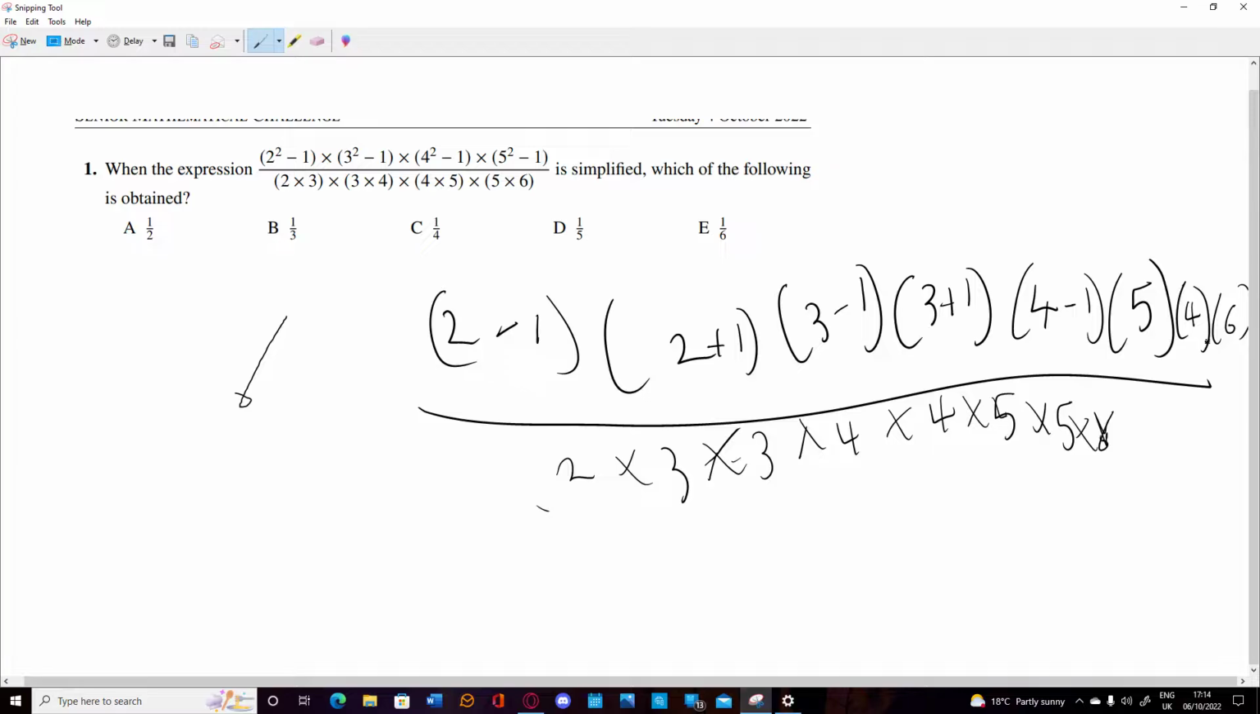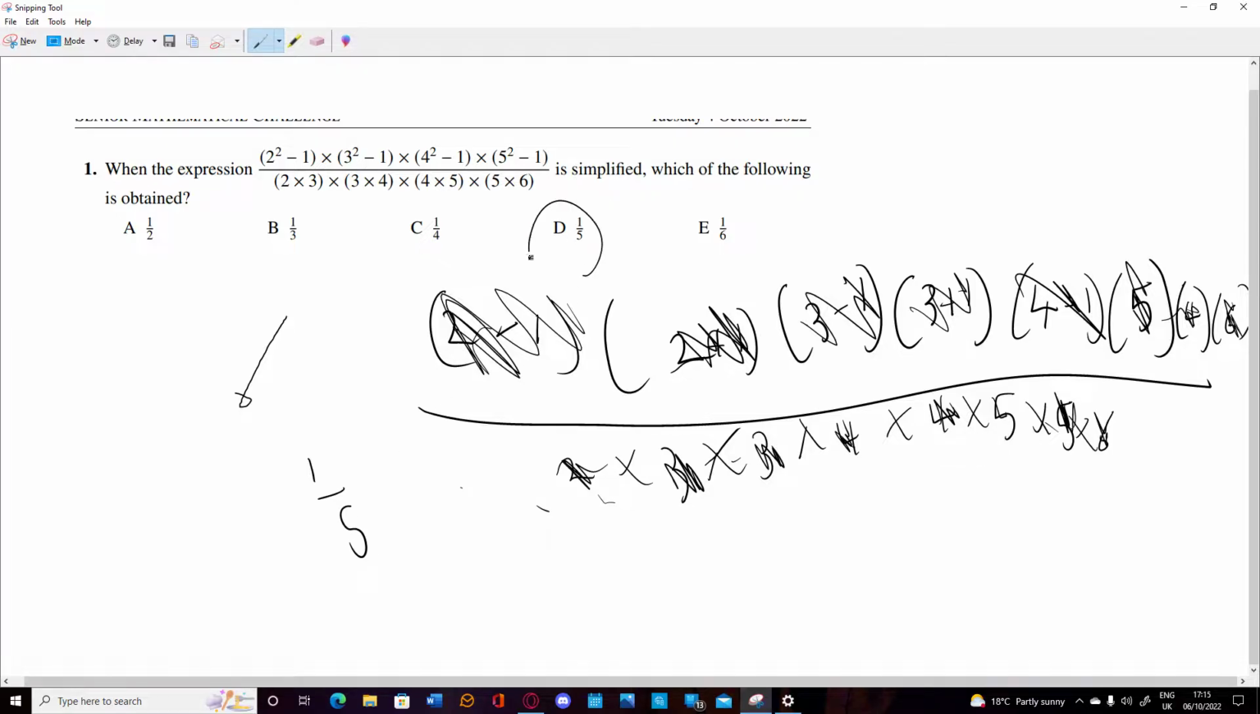So this 5 cancels with this 5. This is just 3, so we can cancel this and this. This is also 3, so we cancel this and this. This is 1, so it doesn't matter. This is 2, so that cancels. This is 4, that cancels. This 4 cancels with this 4, and we end up with just this remaining 5, so we end up with 1 over 5, and we get D.